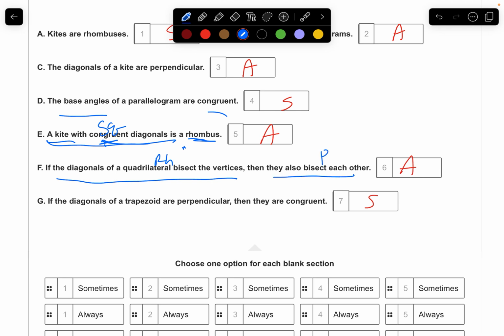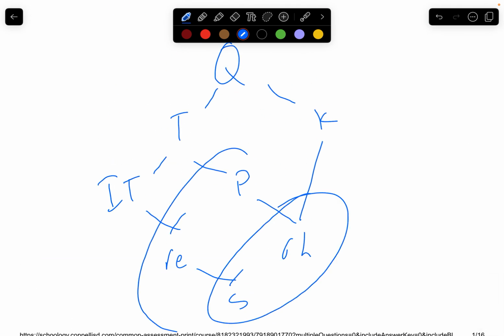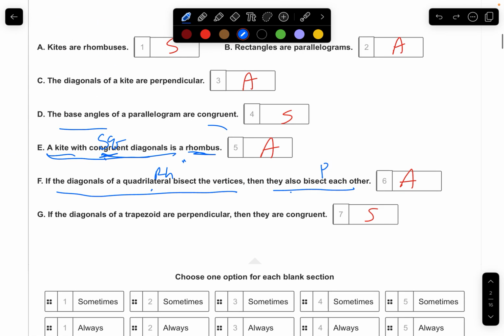If the diagonals of a quadrilateral bisect the vertices, that is code for rhombus, then they also bisect each other. That's a parallelogram. So we're basically saying a rhombus is a parallelogram. A rhombus, are those parallelograms? Yes, every rhombus is in the parallelogram family. So that is always.